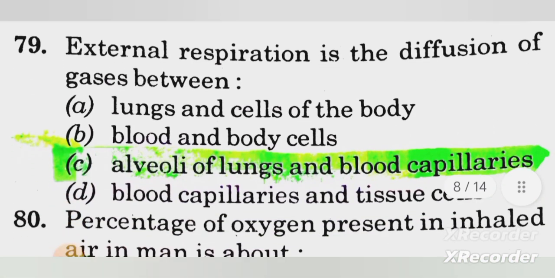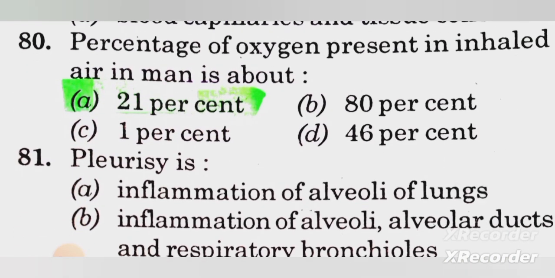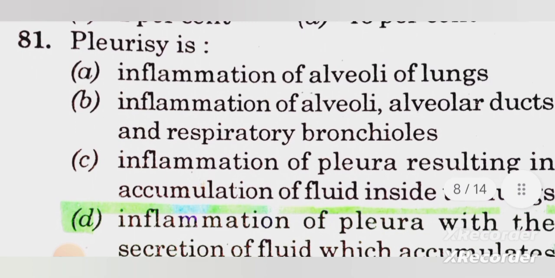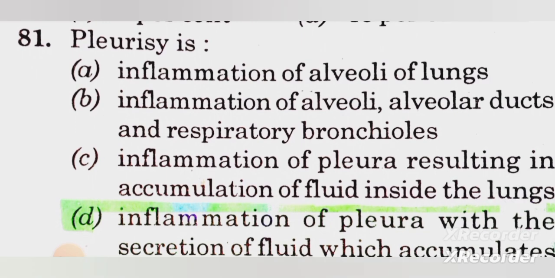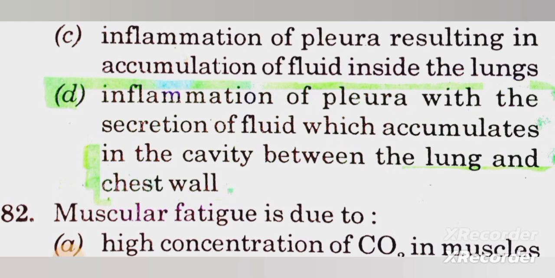Next, 79. External respiration is the diffusion of gases between, answer C, alveoli of lungs and blood capillaries. Next, 80. Percentage of oxygen present in inhaled air in man is about, answer A, 21%. Next, 81. Pleurisy is, answer D, inflammation of pleura with the secretion of fluid which accumulates in the cavity between the lungs and chest wall.